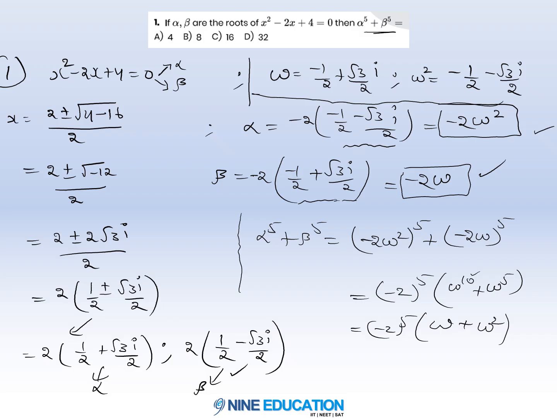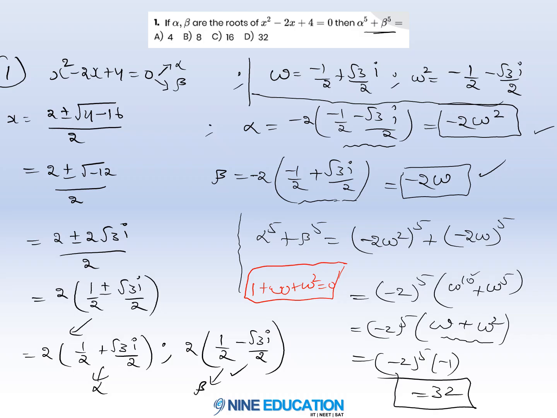We know 1 plus omega plus omega square is 0. So from this result, omega plus omega square can be written as minus 1. Replace here minus 1. So minus 2 power 5 into minus 1, which is 32. So option B is correct.